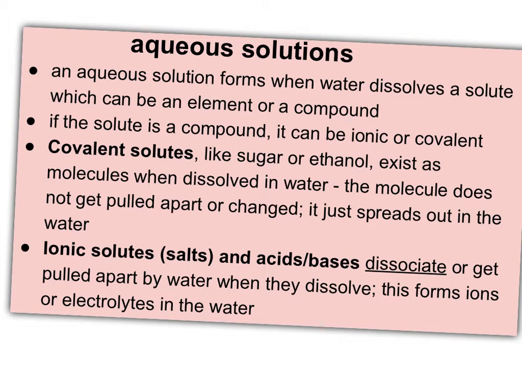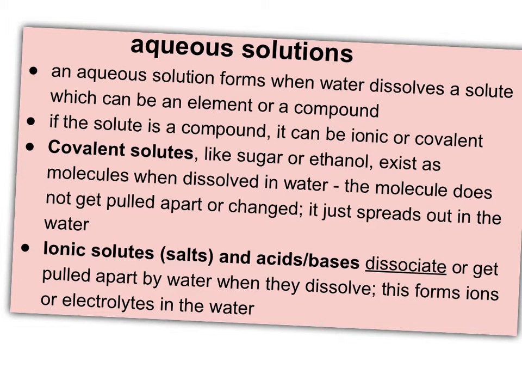And that solute could be a solid, liquid, or gas, but it forms an aqueous solution, or all liquid. And again, that solute could be an element or a compound. And if the solute is a compound, it could either be ionic or covalent. And most covalent solutes, like sugar or ethanol, exist as molecules when they're dissolved in water, meaning the molecule does not get pulled apart or changed in any way. It just spreads out in the water.